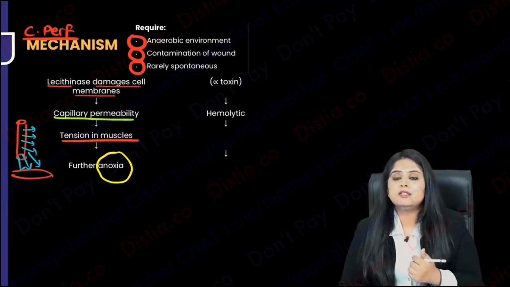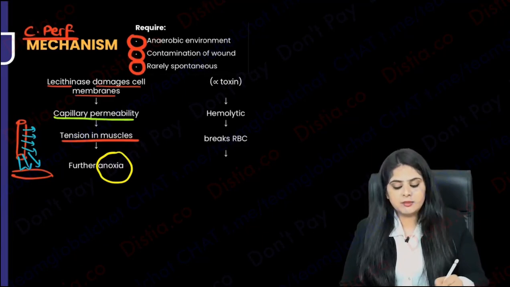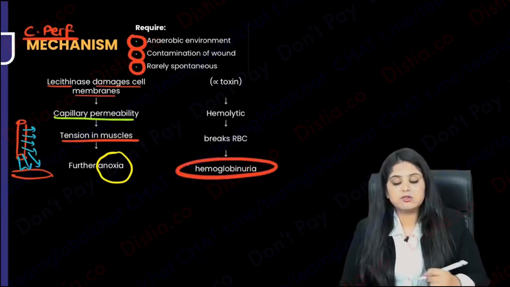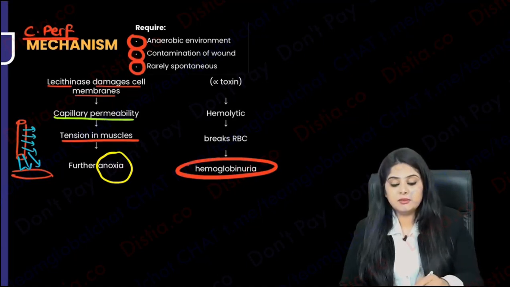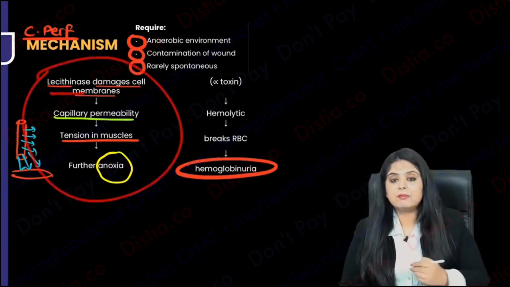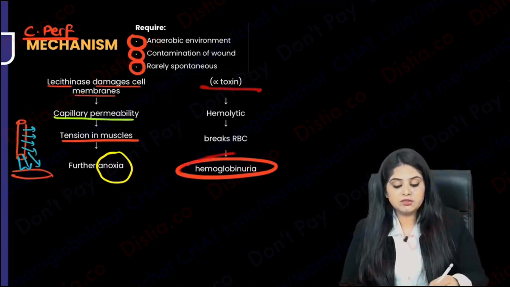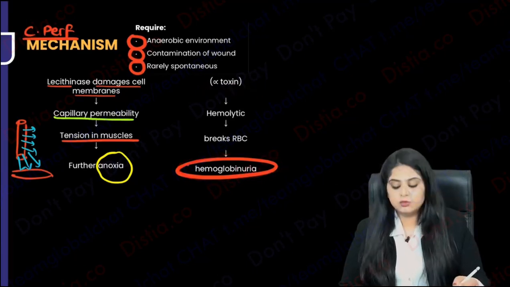It starts breaking the red blood cells, and hemolysis will happen, so all the hemoglobin will start coming out into the urine. These patients also have hemoglobinuria. So please remember, number one, there is going to be a lot of tension on the muscle. That is also done by alpha toxin, and similarly alpha toxin can also cause hemolysis over here.